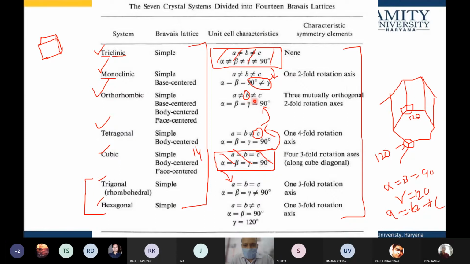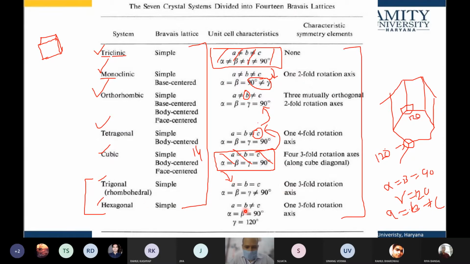Or from the orthorhombic also, because all the sides are unequal and all the angles are equal to 90 degrees. So from orthorhombic to monoclinic, if we change one of the angles so that the angle becomes unequal, that's a monoclinic. And if both the angles become unequal, then it's a triclinic.